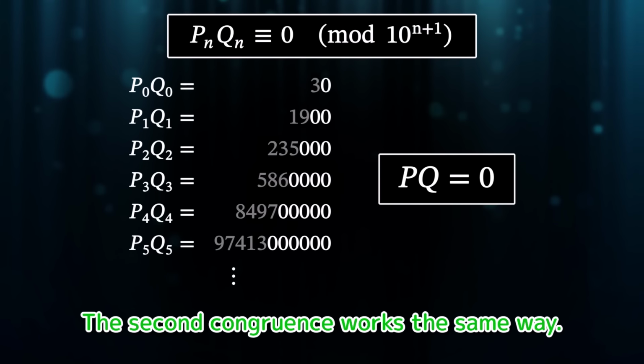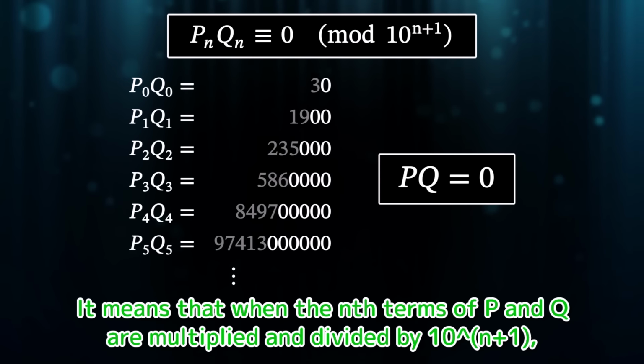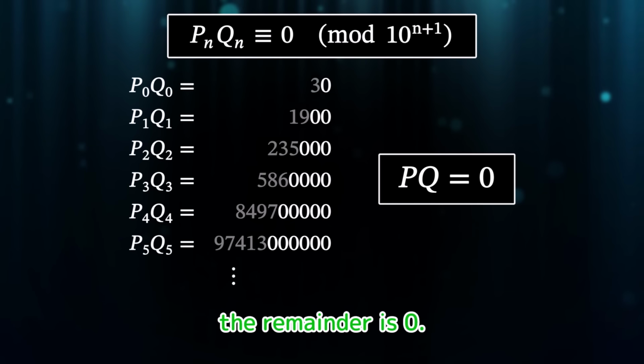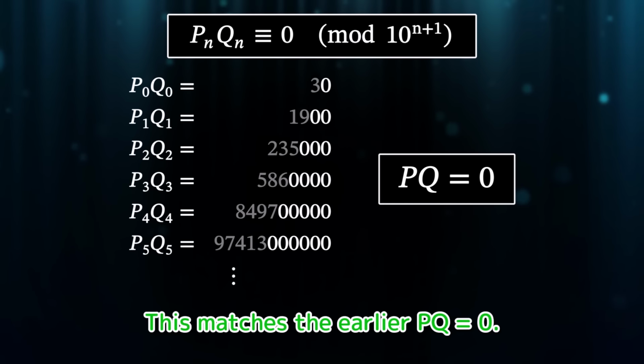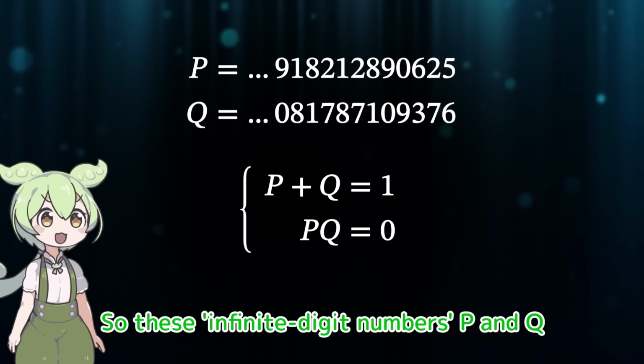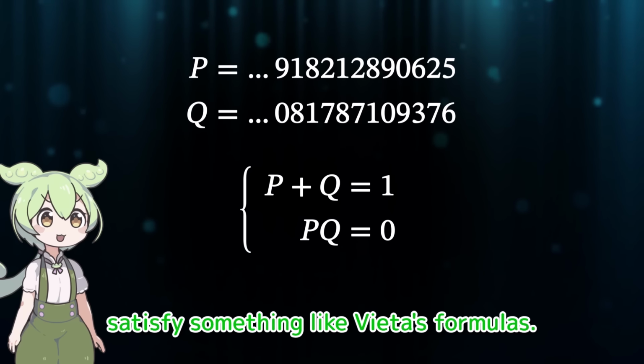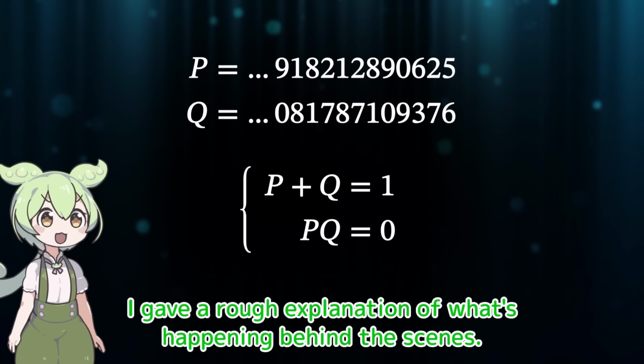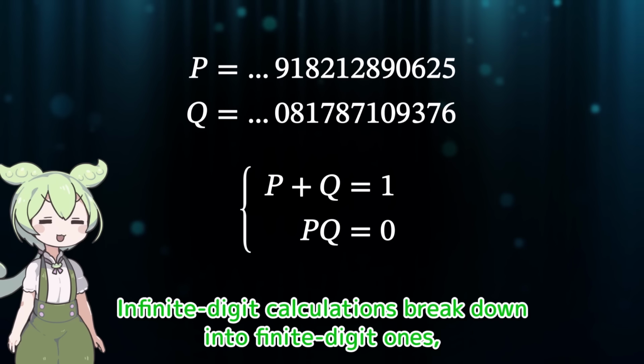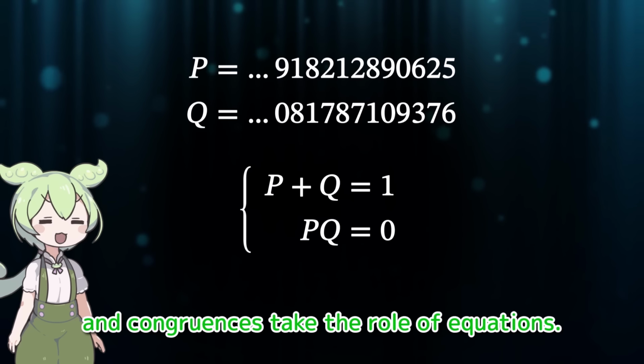The second congruence works the same way. It means that when the nth terms of P and Q are multiplied and divided by 10 to the power of n plus 1, the remainder is 0. This matches the earlier PQ equals 0. So these infinite digit numbers, P and Q, satisfy something like Vieta's formulas. I gave a rough explanation of what's happening behind the scenes. Infinite digit calculations break down into finite digit ones, and congruences take the role of equations.